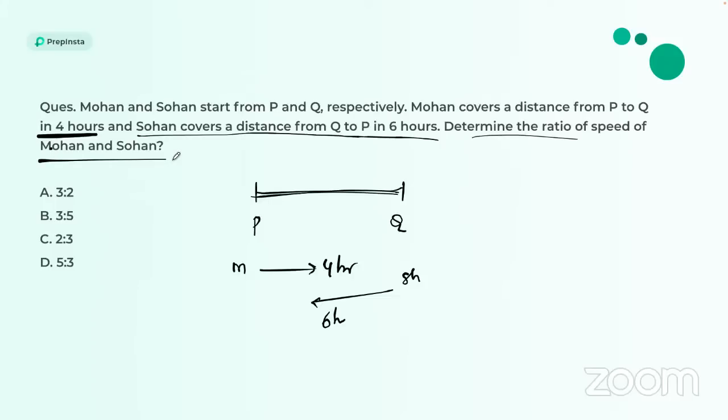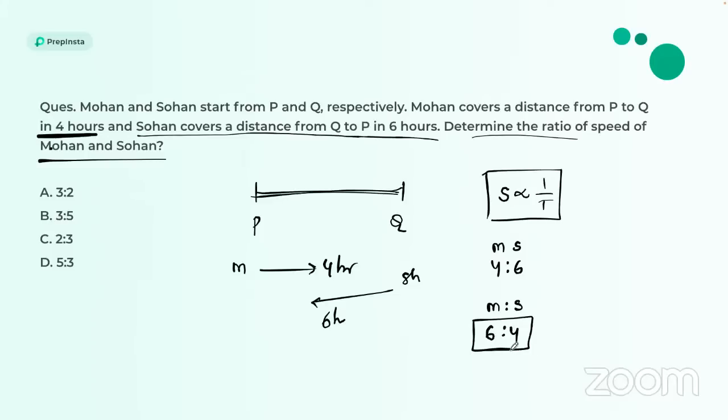Just look here, we always know speed is inversely proportional to time. If speed increases, time reduces. If time increases, you have less speed. So simply, if the time ratio of Mohan and Sohan is 4:6, the speed ratio will be the reciprocal of it. So the answer is 6:4, which is 3:2. Option A is correct. You don't have to use any type of calculation, you can easily solve it based on the logic behind it. Yes, I hope everyone is good.